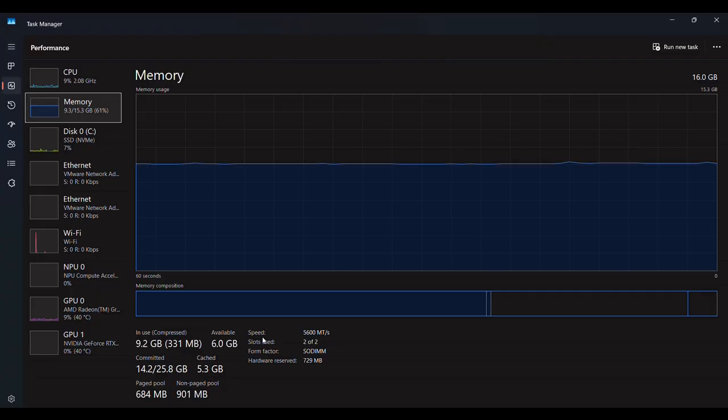The speed value represents memory transfer rate. Higher memory speed may improve data access performance and overall system responsiveness. This indicates that both available memory slots are currently populated.